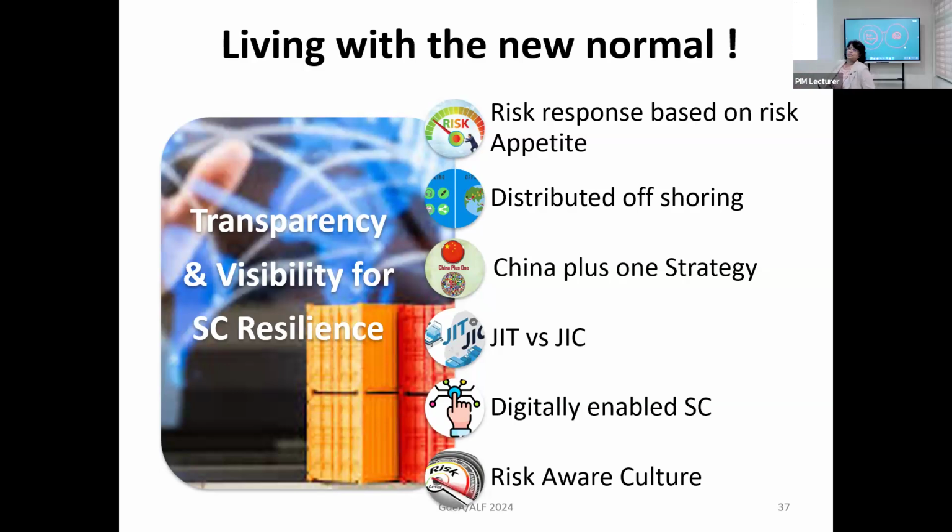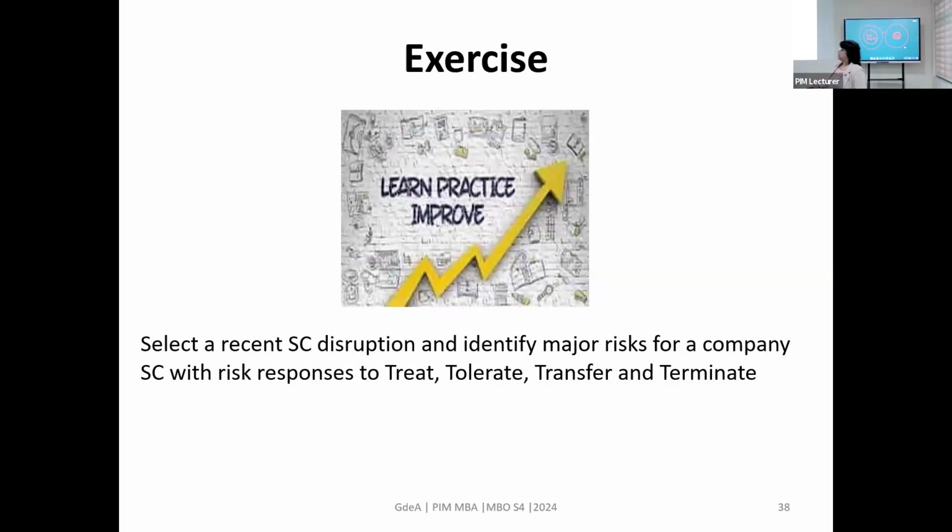Complex words, names, theories, but I hope it didn't overwhelm you too much. And that's about it. And again, I gave you another homework, try to do this exercise. I don't want to check whether you've done it or not. It will benefit you. So what you did in the group exercise was risk register and prioritization. Here, select a recent supply chain disruption and identify major risks for a company supply chain with risk response. Now you have to focus on risk response: how to treat, how to tolerate, using the 4 T's. Treat, tolerate, transfer, and terminate. Right? Try to do that.